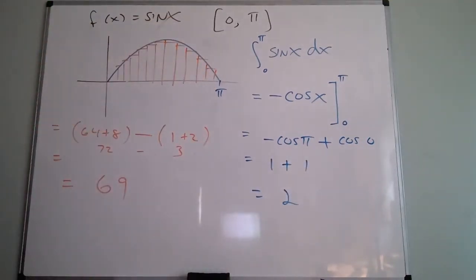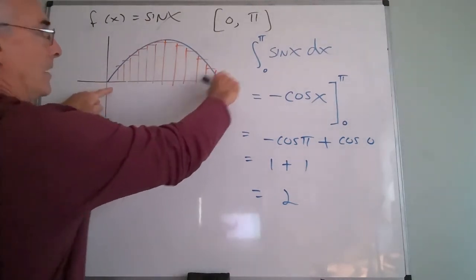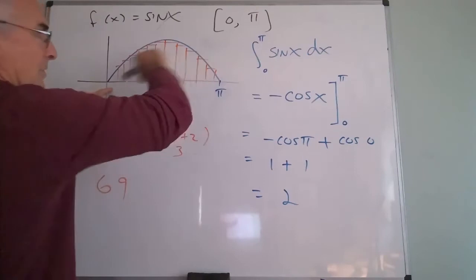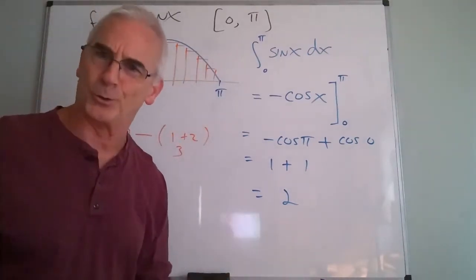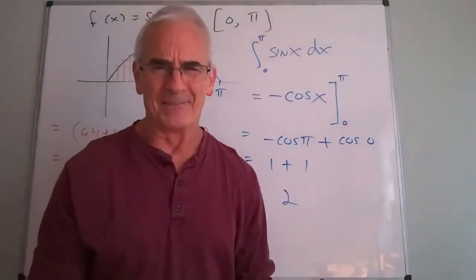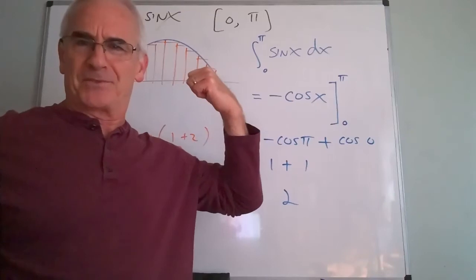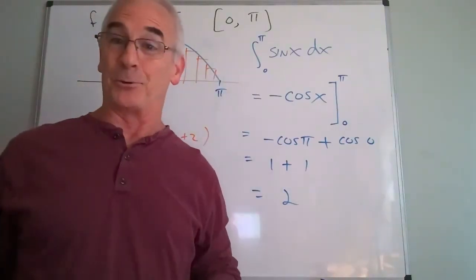That's interesting. I have an interval that goes from 0 to pi of a transcendental function. Every one of these heights would be irrational. And after all that, my area is exactly 2. You didn't see that one coming. Everything about this problem has irrational written all over it, yet my area was simply 2.